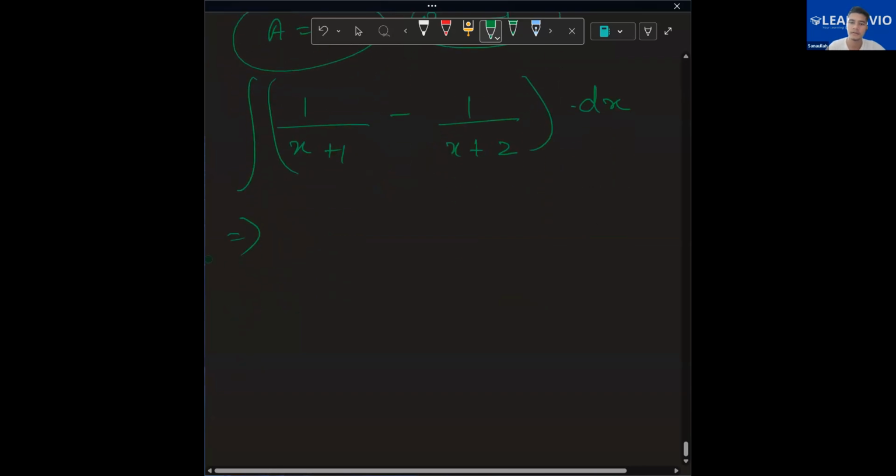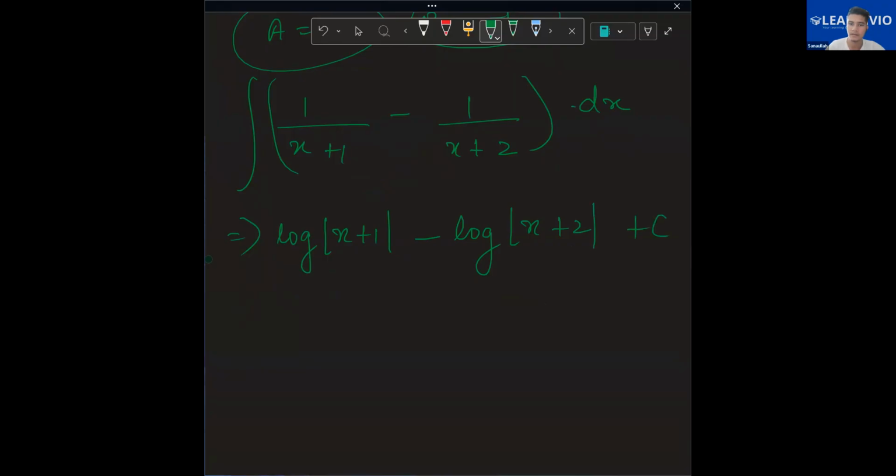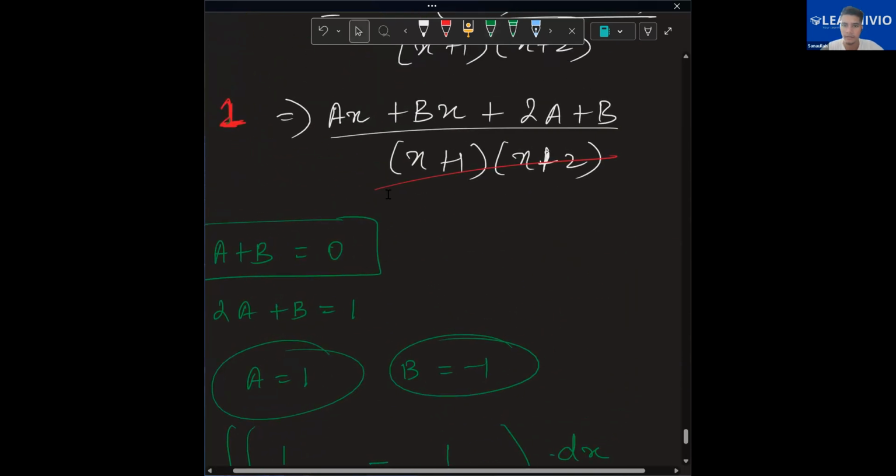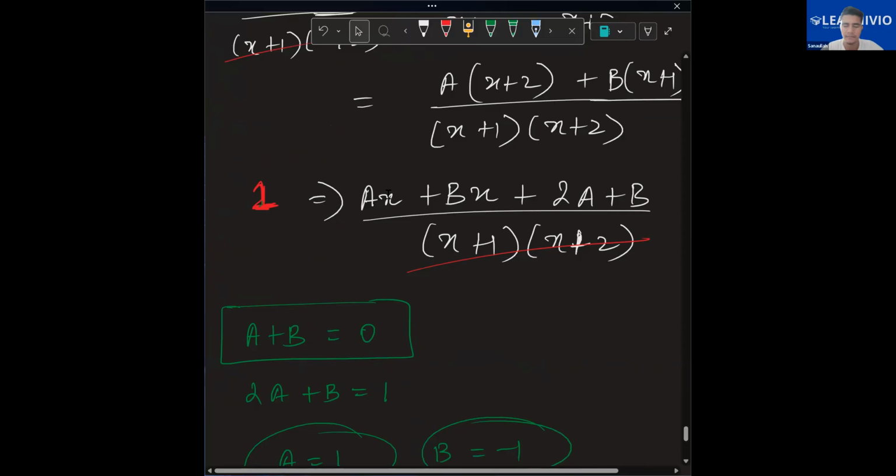With respect to dx, so if you want to integrate this, so इसका इंटीग्रेशन होता है log of x plus 1 minus log of x plus 2 and plus c. Okay, and this is log a minus log b, so you can write it as a log of x plus 1 upon x plus 2 and plus of c. So this is the final answer. Okay, so this is a method of a partial fraction.